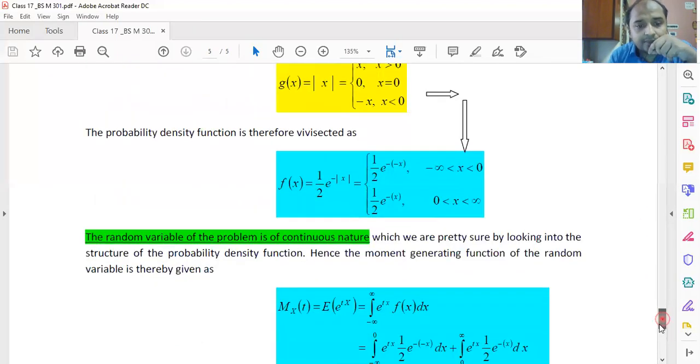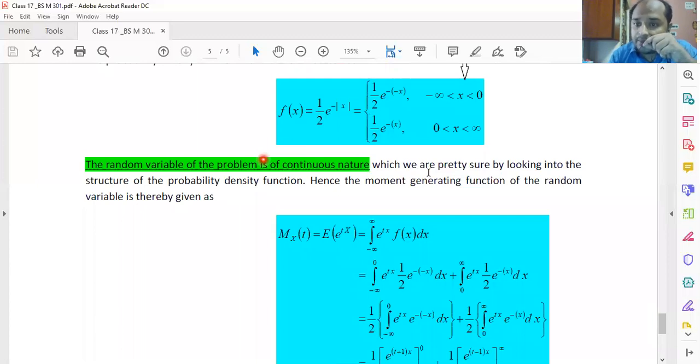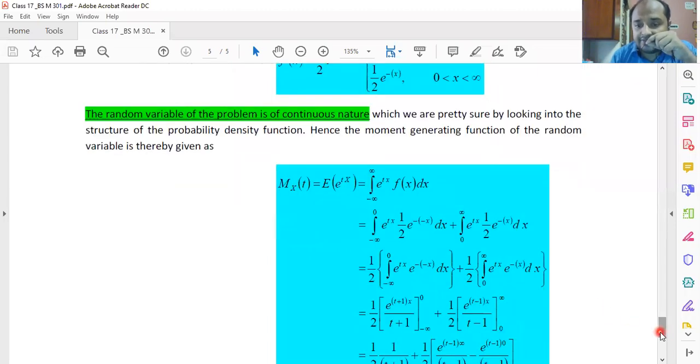The random variable of the problem is of continuous nature, which we are pretty sure by looking into the structure of the probability density function. Hence, the moment generating function of the random variable is therefore given as, why am I writing this line? Because I am ensuring whether I'm going to apply the summation sign or integration sign. And since this is of continuous nature, I'm going to apply the integration sign. So I'm writing it minus infinity to infinity e to the power tx f(x) dx. Now you replace your f(x). In this range, minus infinity to 0, your f(x) is half e to the power minus minus x.